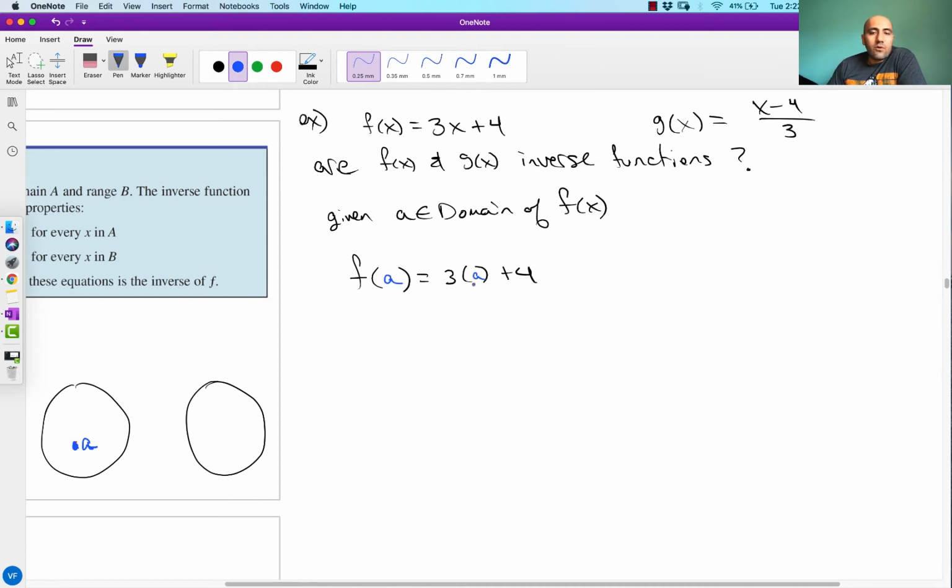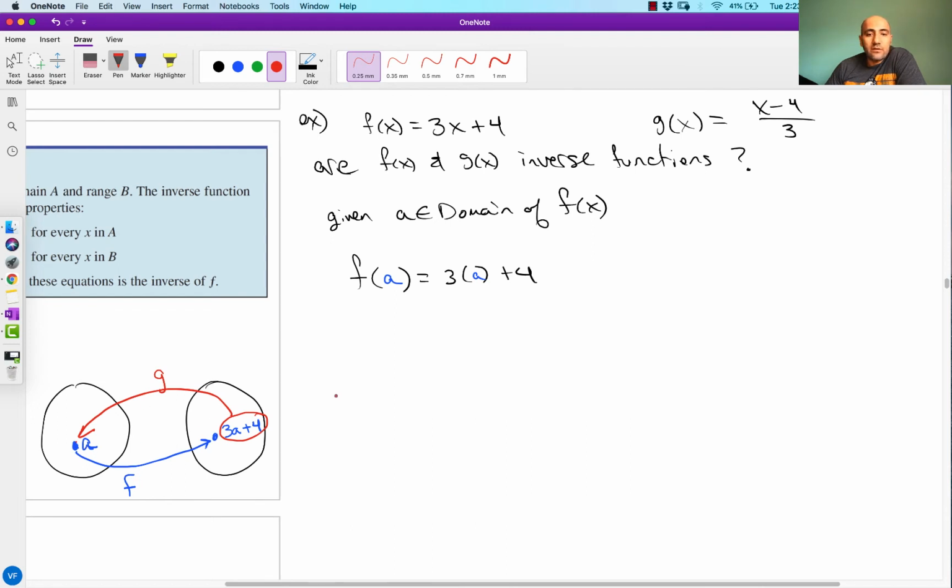There it is. And I don't know what the value of a is. A is something in its domain, so I can't really simplify it any further. So that's where it leads to: 3a plus 4. Whatever that is, that's the output when I apply f to that. Now I want to take this and plug it into the g function. And if I can show that when I plug it into the g function, it brings me back to a, then I'm halfway there to showing that these two are actually inverse functions of each other.